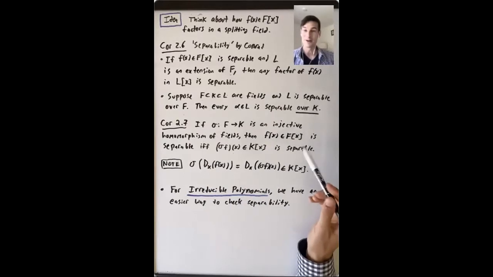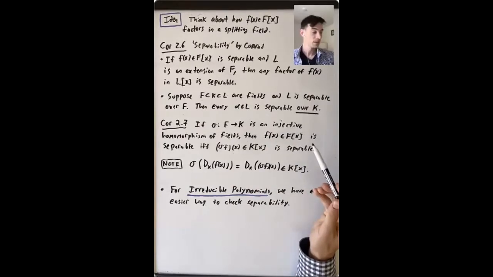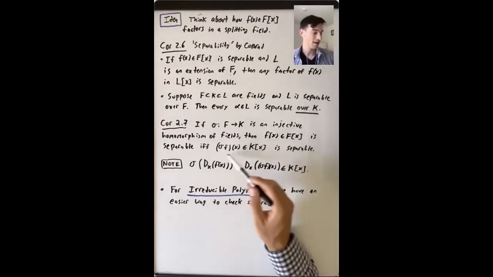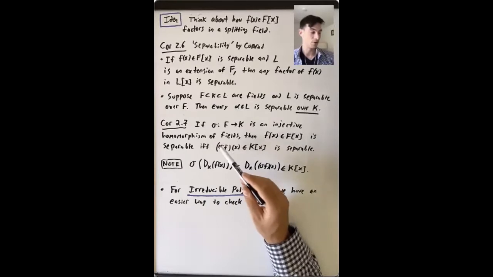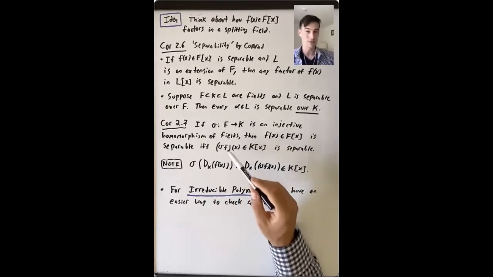Okay, so think about what it means for a polynomial to be separable. It means that the GCD of f(x) and its derivative is 1. Well, if you want to say something about the GCD of sigma of f and the derivative of sigma of f, then you need to know something about the derivative of sigma of f.